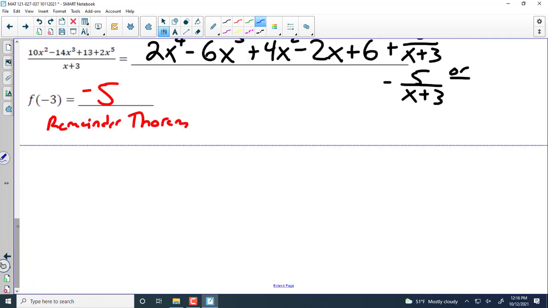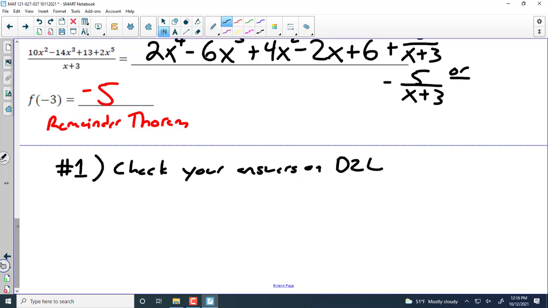Class, as far as number 1, check your answers on D2L. Make sure you did that one right. Make sure you found the zeros properly. Those are all a bunch of different quadratics, and they all have slightly different ways of finding their zeros. So make sure you take a look at that one. I don't have the time to do it in class.